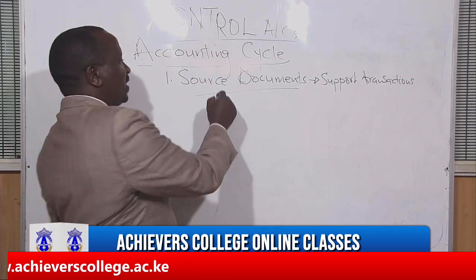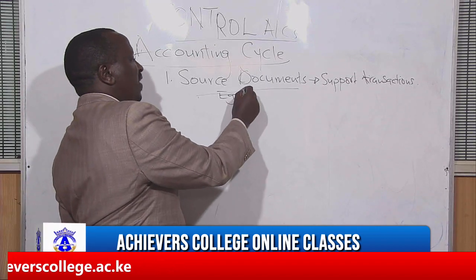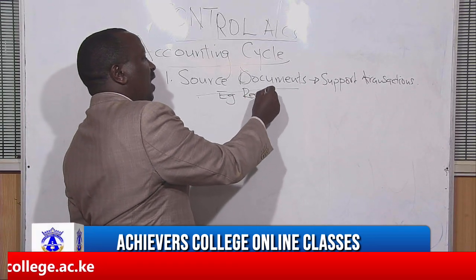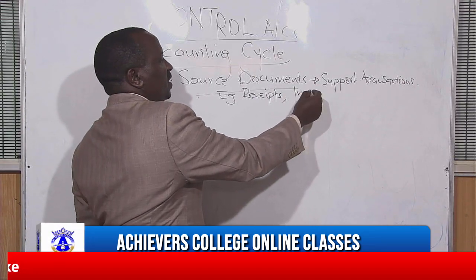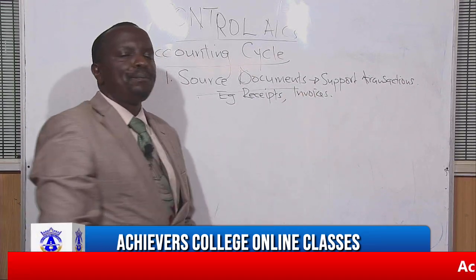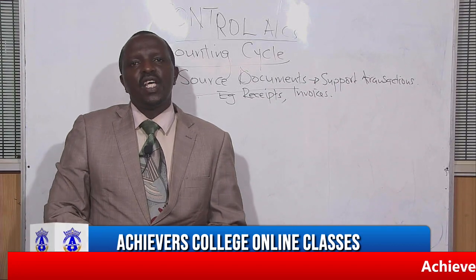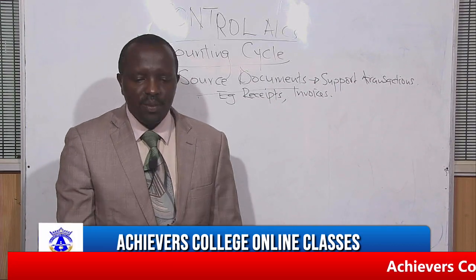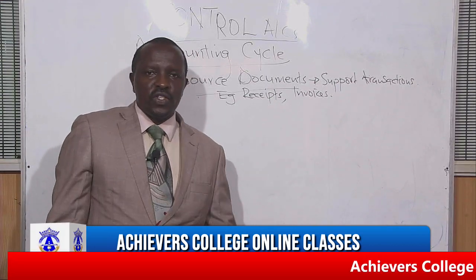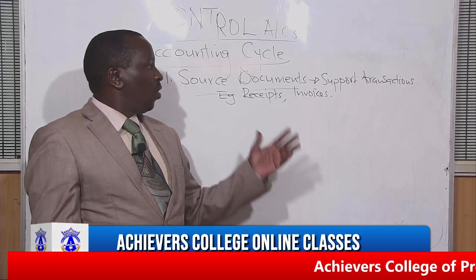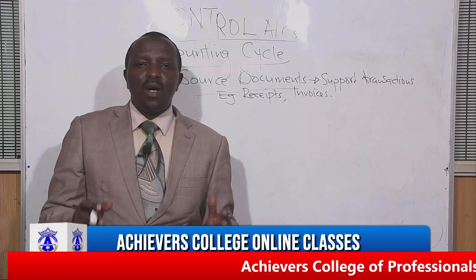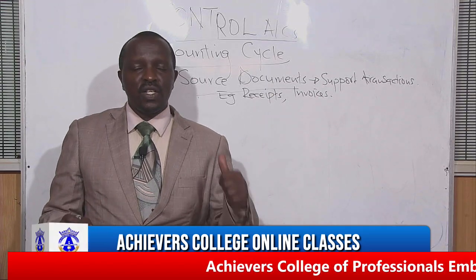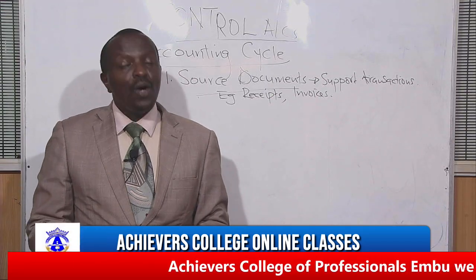Examples of these documents are receipts, cash sale receipts, invoices, credit notes, and bills. All those are simply called source documents, and therefore as accounting starts, you have to start with the source documents.